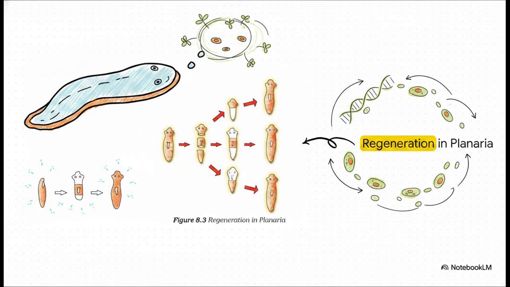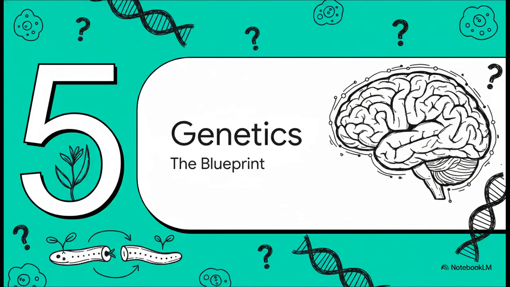But wait, it gets even crazier. Some organisms can reproduce through sheer, unbelievable resilience. Take the planaria flatworm. If you were to physically cut a planaria flatworm into multiple fragments, those fragments do not die. Thanks to a process called regeneration, each individual piece will painstakingly regrow its missing parts, eventually developing into an entirely new, fully functioning organism. It's like a superpower.